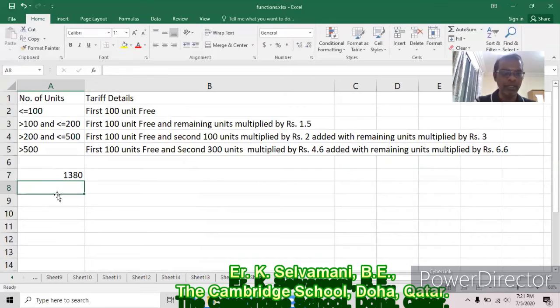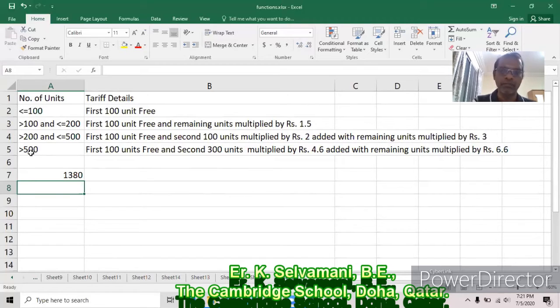Assume we get 1380. This 1380 should be added with the remaining units beyond 100 and 300, that means 400. So 501 minus 400, you have 101 units. These 101 units should be multiplied by 6 rupees 60 paise. One thing I would like to explain: if the number of units recorded is greater than 500, assume the number of units recorded is 501.